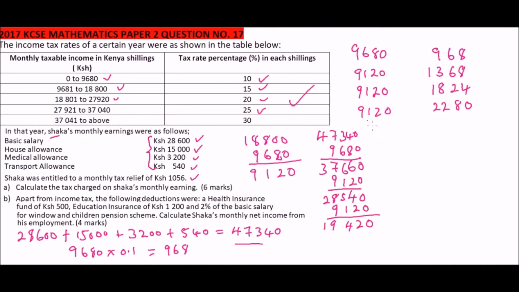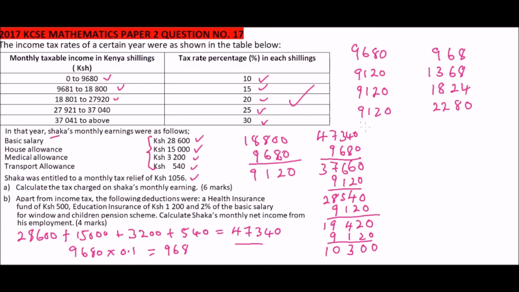25% of 9,120. We subtract 9,120 from our taxable income, and we are left with 10,300. We are told anything above that, what is remaining, is charged at 30%.